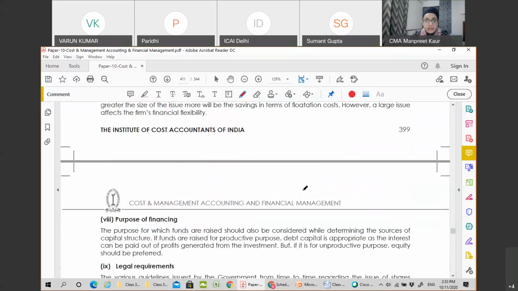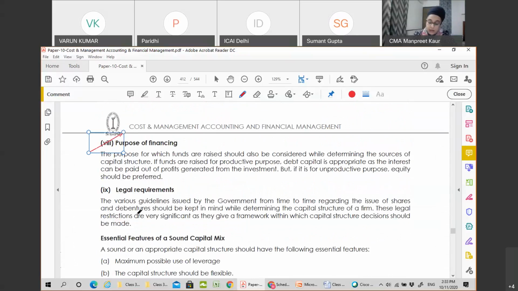Next is the purpose of financing. Purpose of financing means we have to check if the funds are raised for productive use, machines खरीदनी है या कोई और purpose के लिए करना है. Then debt capital is appropriate, as interest can be paid out of profits from the investment, but if it is for unproductive use, then equity is the preference. Determinants are very important because you can get MCQ type questions from them.